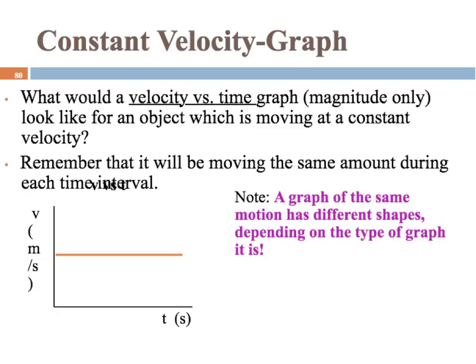All right, so now if we graphed velocity, which is what I went over in class today, what would the velocity versus time graph look like? It would be moving the same amount during every time interval, so it would be a horizontal graph. Okay, it would always look like this.